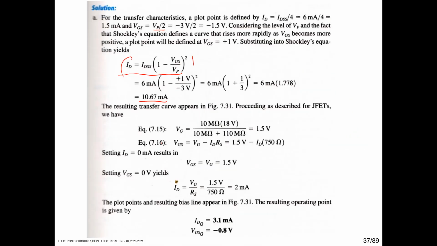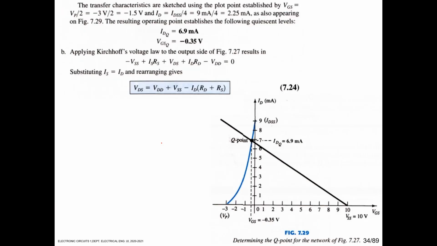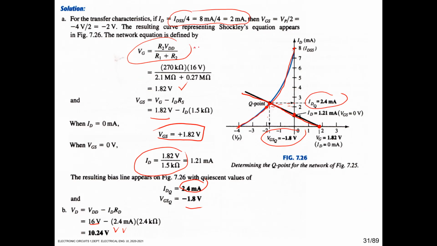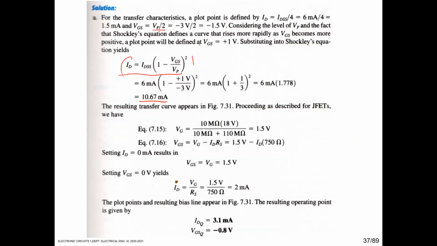Okay, then we have to calculate the VG here. VG is R2 VDD per R1 plus R2 here. So, okay, we got that VG is 1.4 volt. And then we put that equation. VGS is VG minus IDRS. VG is 1.5 volt and then RS is 750 ohm. So from setting ID equal to 0, VGS is VG, which is 1.5.